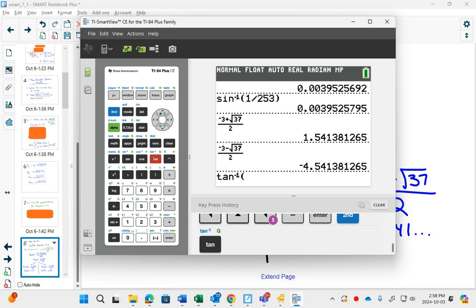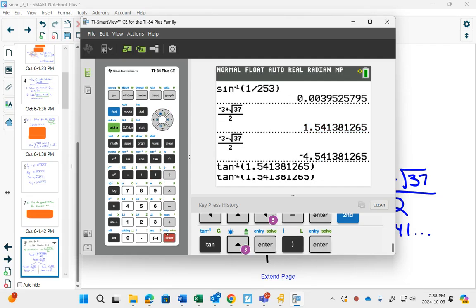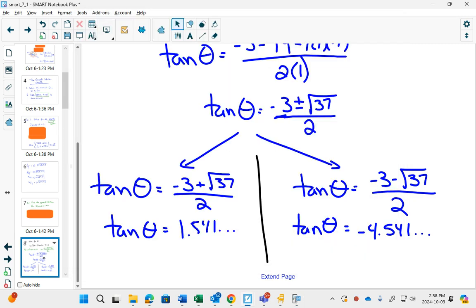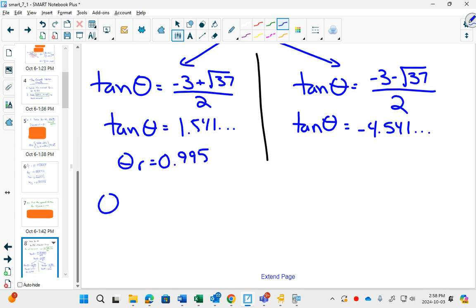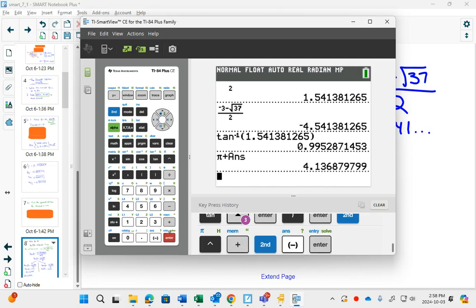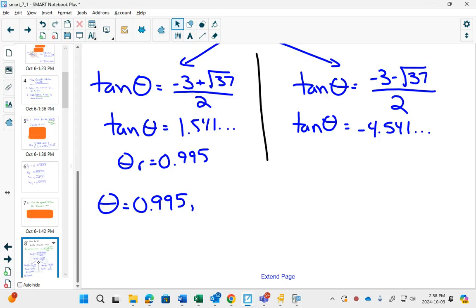Next, we're going to need to find our reference angle. So for the first one, again, I can just go up and either highlight that number or highlight the fraction. And I find my reference angle is 0.995. And because tan is positive, one answer will be 0.995, and the other answer will be in quadrant 3, so I would have to go pi plus my answer, and I get 4.137.